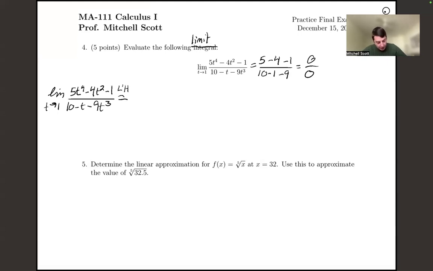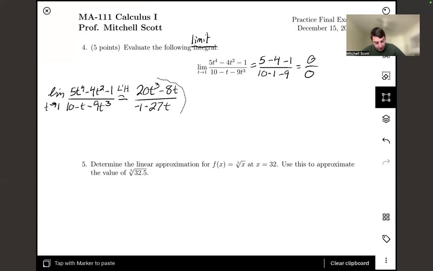LH. What we have is we can take the derivative of both the top and the bottom independently. So we end up with 20t cubed minus 8t, and then the 1 goes away, and we are dividing by the 10 goes away. We have minus 1 minus 27t.